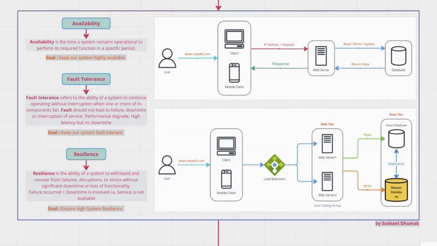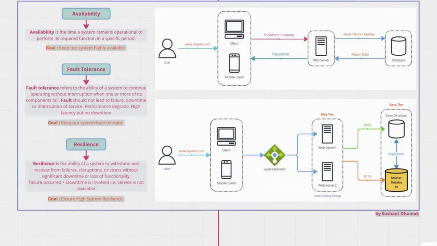So there will be no downtime, or the service is not completely unavailable. The service is still available even though the fault is there. And next we have seen that resilience is the ability of a system to withstand and recover from failure. So even if maybe all web servers go down, all databases go down, what is the ability of the system to come back to normal operational conditions? That is what resilience is. So this is what we have learned in our previous session.